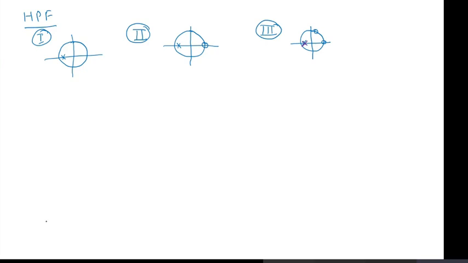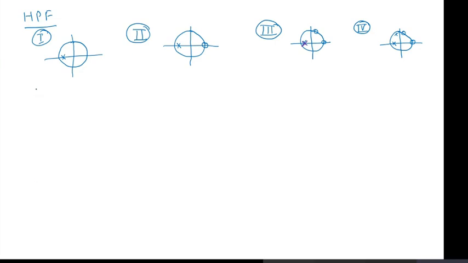There is a double pole over here. Okay. This is also a high pass filter. This is also a high pass filter, right? Any problem? No, sir. Okay.